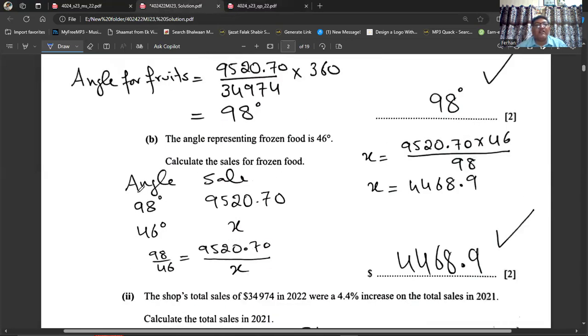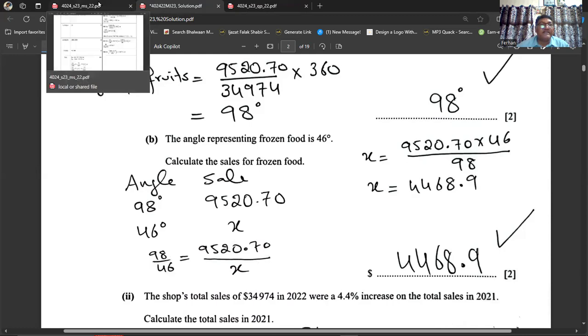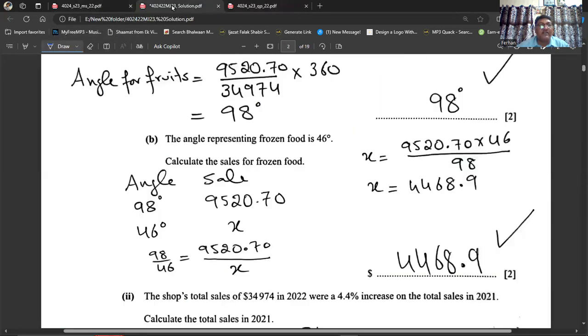So angle and sale: 98 degrees, which was the sale of the fruits, and that means in sale $9,520.70. And 46 degrees means X dollars, which represents the frozen food. So 98 by 46 will be equal to 9,520.70 divided by X. You cross multiply, get the value of X, and that will be $4,468.9, and that is right. This is the solution of that B part.